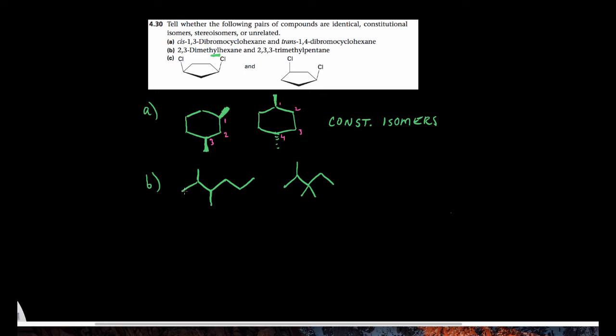Let's count the carbons. 1, 2, 3, 4, 5, 6, 7, 8, C8. And since these are simple alkanes with no rings or double bonds, we know this has to follow the 2n plus 2 rule. So C8H, 16 plus 2 is 18. And let's look at this one. 1, 2, 3, 4, 5, 6, 7, 8. Again, C8H18. Since they have the same molecular formula but different skeletal structures, these are also constitutional isomers.